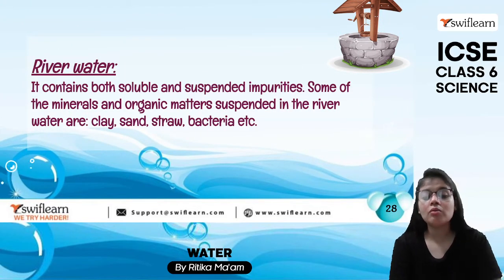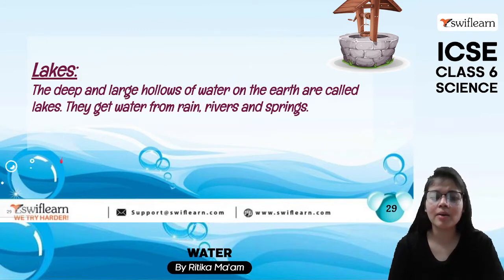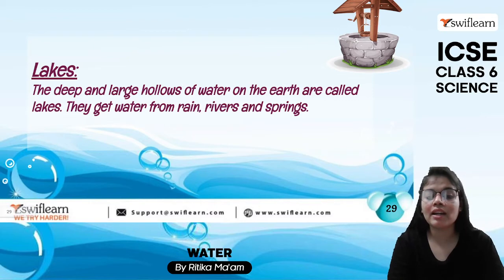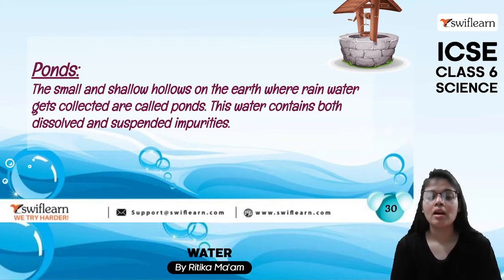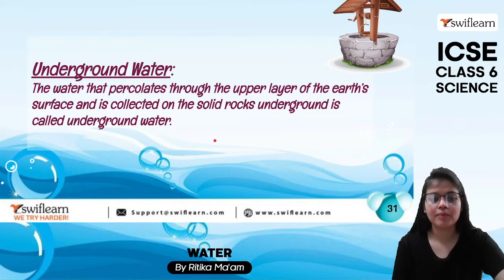River water. River water has both soluble and suspended impurities. Some of the materials suspended in river water are clay, straw, bacteria, sand, etc. And lakes are deep and large hollows of water, and they get water from rivers, rain, and various springs. Ponds are small and shallow hollows on the earth where rainwater gets collected. Again it has dissolved and suspended impurities, so we can purify it by using various methodologies.